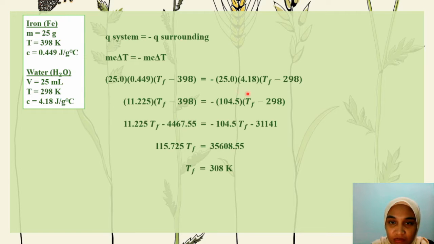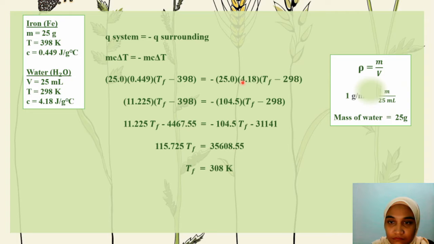Although the mass of water was not given in the question, we can find the mass by using the formula of density. The density of water is 1 gram per milliliter, which is equal to mass over 25 milliliter. So we got the mass of water, which is 25 gram. That's why here we got the mass of water 25 gram.